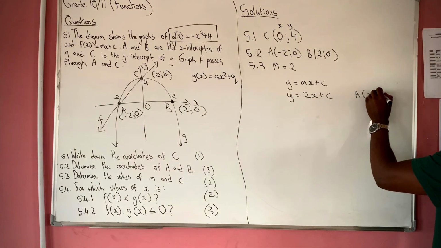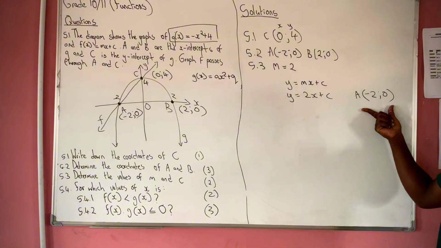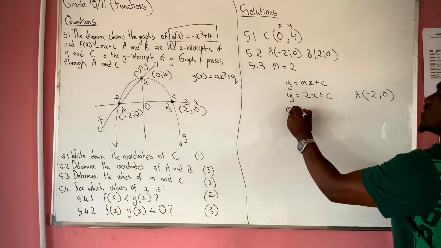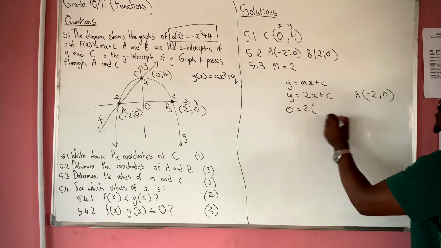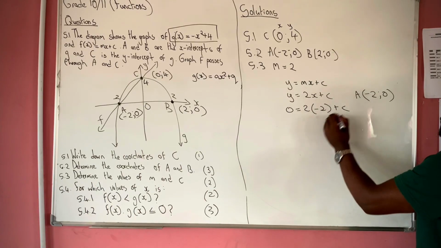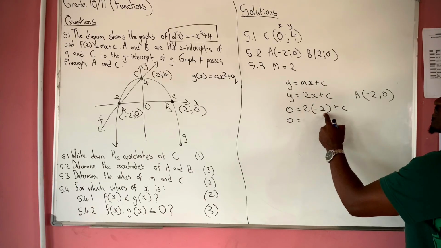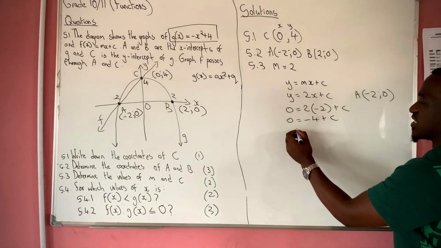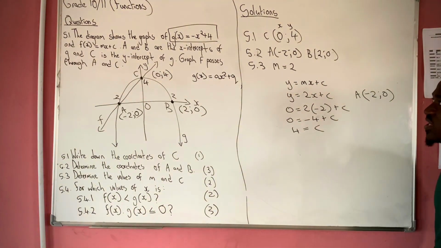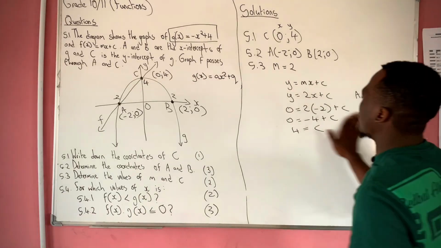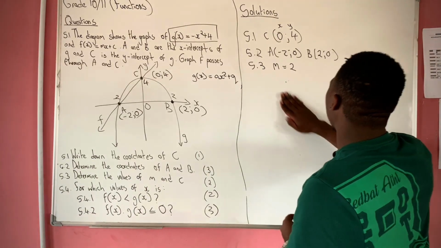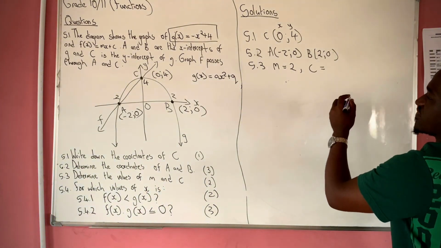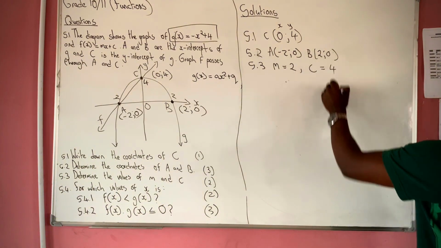So we're going to take (-2, 0). Then we substitute these coordinates here so that we can find c. Our y is simply going to be 0, then 2, our x is going to be negative 2, then plus c. Now we know that 0 is equal to 2 multiplied by negative 2, which is negative 4, plus c. When we take negative 4 to that side, we're going to get c as 4. And then we've answered the question: our value of c is equal to 4.